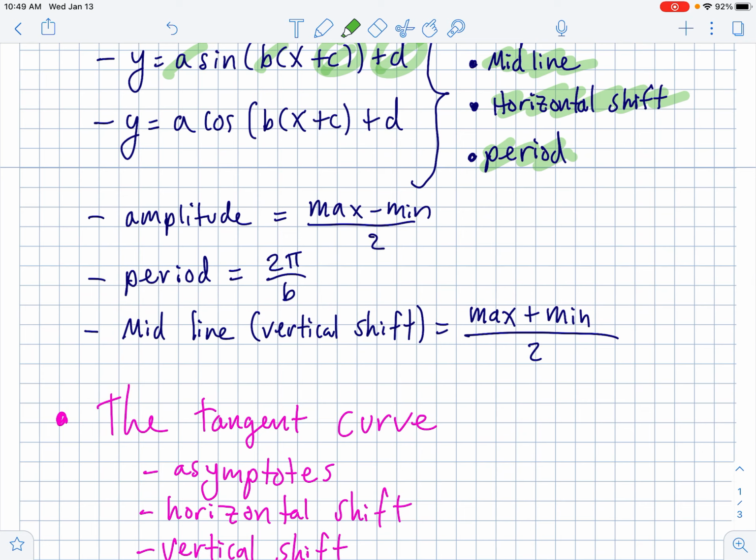Here are some quick handy ways to remember how to find amplitude, period, and midline. These also really help out with the word problems. So I'm going to put that here. Amplitude is the top minus the bottom divided by 2. Period is 2 pi divided by b. The midline is the top plus the bottom divided by 2, or the average of the top and the bottom.